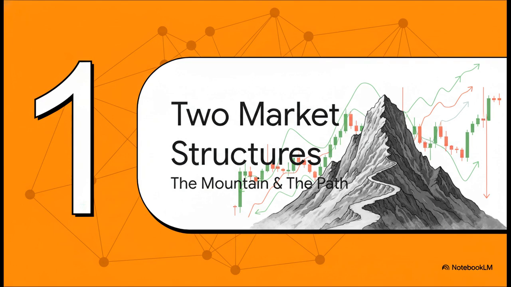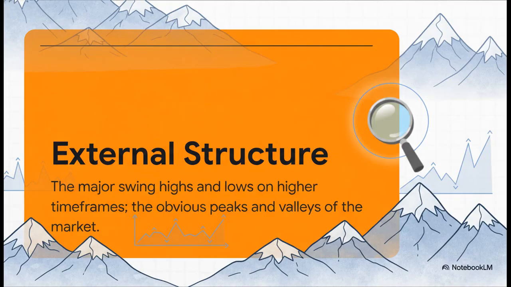To really understand how price moves, you have to get that there are two kinds of market structure playing out all the time. The easiest way to think about it is like this. There's the mountain, and then there's the path you take to climb it. So first up, you've got the external structure. These are the big, obvious swing highs and lows you see on, say, a daily or a 4-hour chart. These are the mountain ranges, the peaks and valleys that everybody can see. This is where almost every retail trader puts all of their focus. And, as we're about to find out, it's exactly where the traps are set.